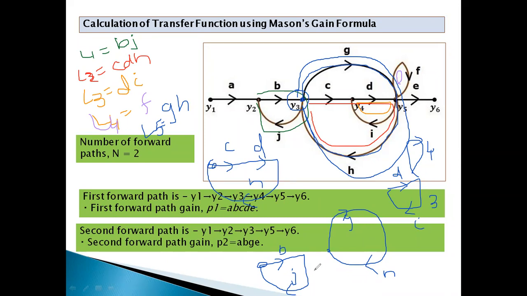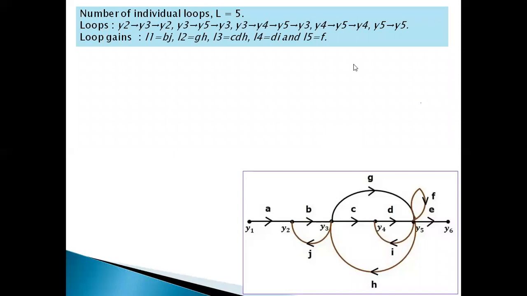Is it clear? So individual loop gains. First we can identify individual loops and find out its gains. Okay. So next. Is it clear? So these are the total loops. Total 5 loops. So first loop is B into J, second loop G into H. So here it is given something in this fashion. Second loop, third loop, fourth loop, and fifth.